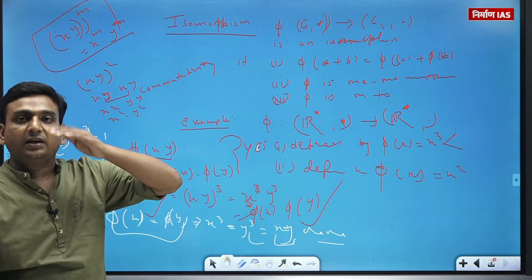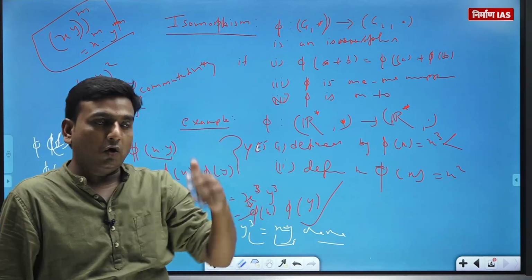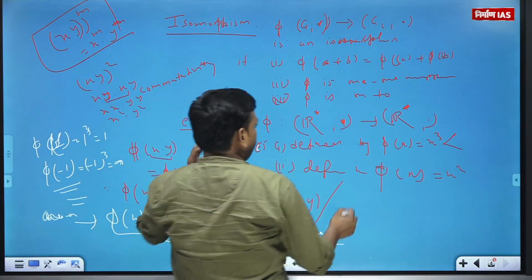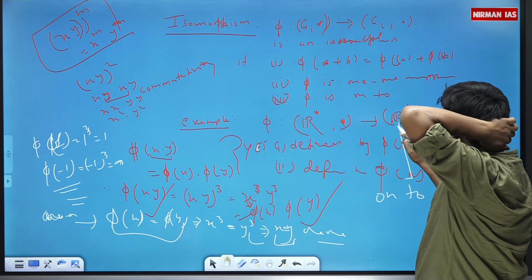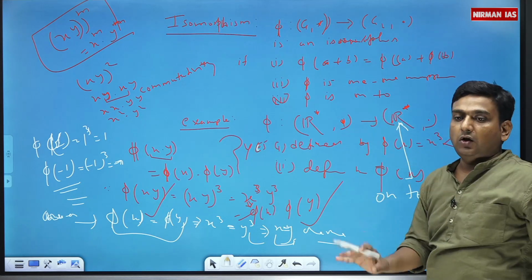Now, is there any real number which cannot be the cube root of something? Because onto is what? There is no element here which cannot be.